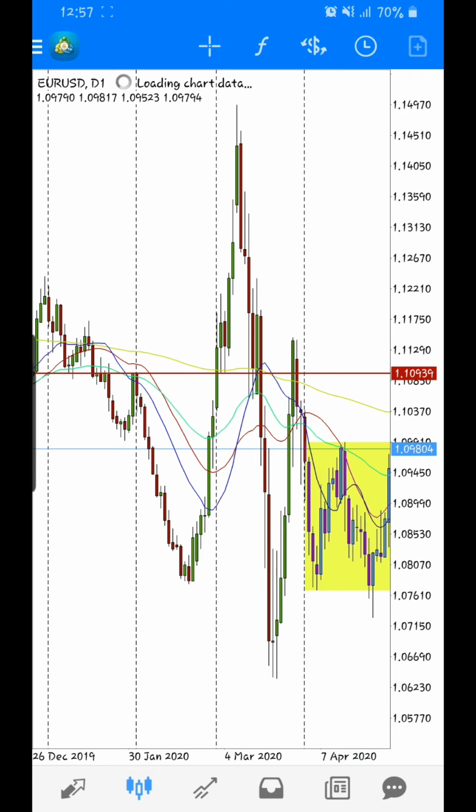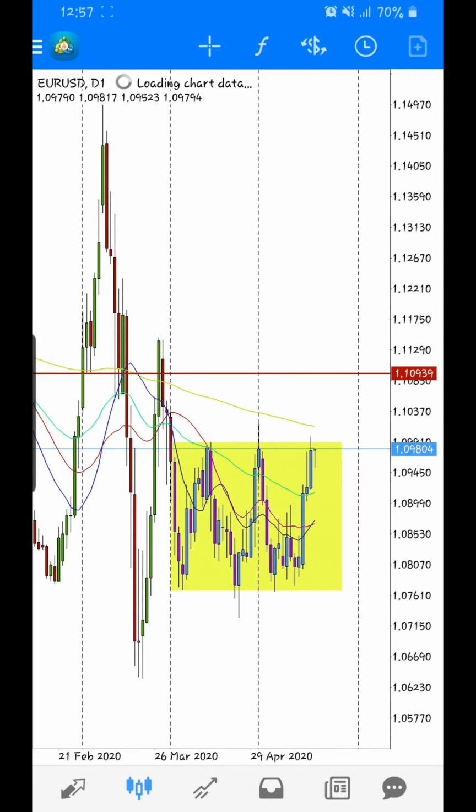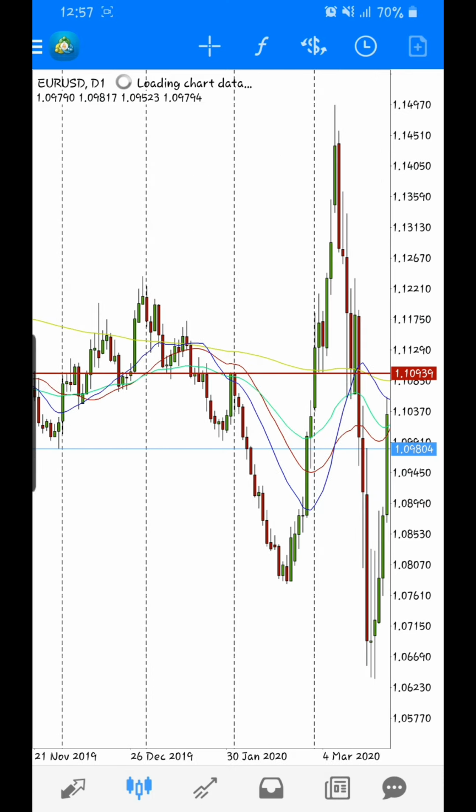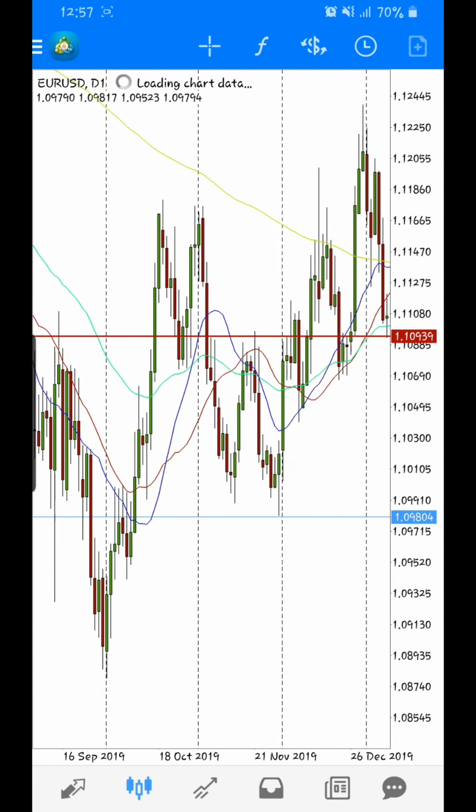Now, I don't want to make the video too long, so I'm gonna go to what is dynamic support and resistance. Dynamic support and resistance is what most traders use as they use these moving averages. You see these lines that I have on my chart? That is what they use as dynamic support and resistance.